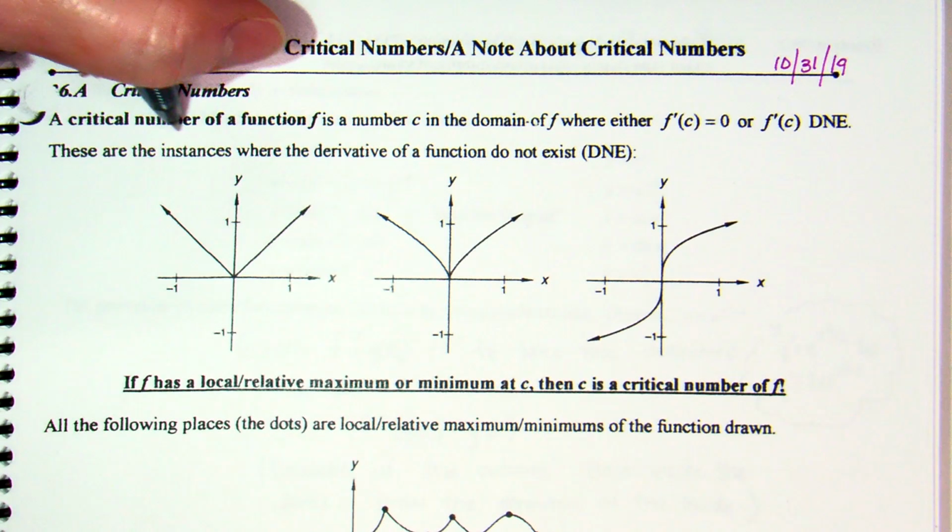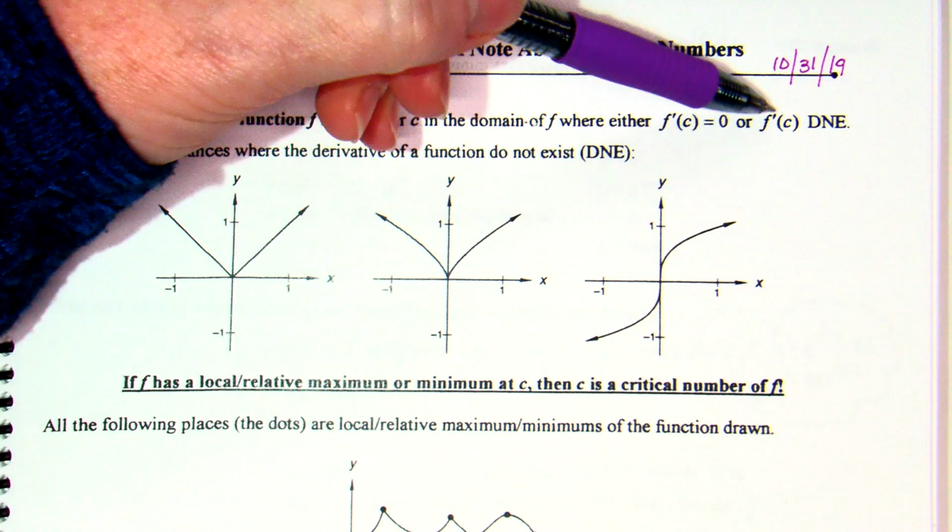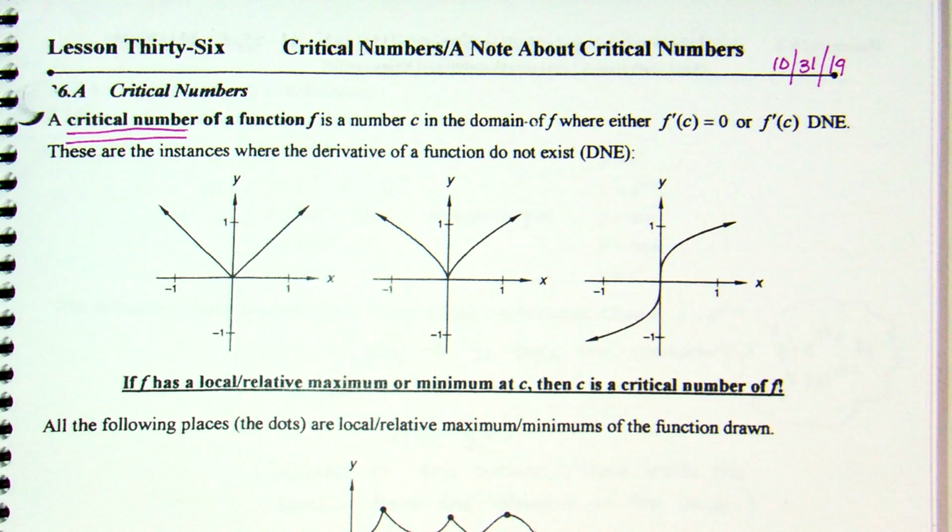Meaning, critical numbers happen when one of two things occur: either when the derivative equals 0 or when the derivative does not exist. Those are our critical numbers. Now, right here are some instances where the derivative does not exist.